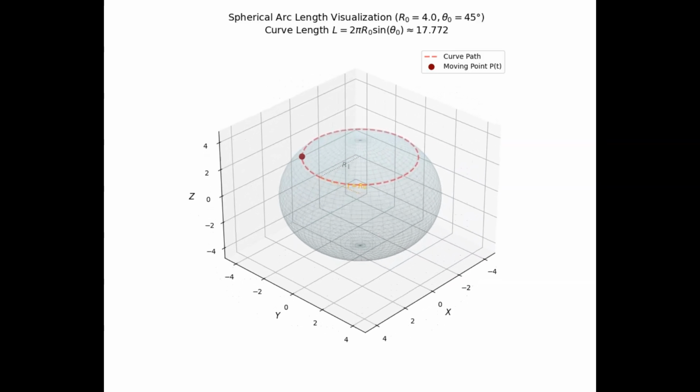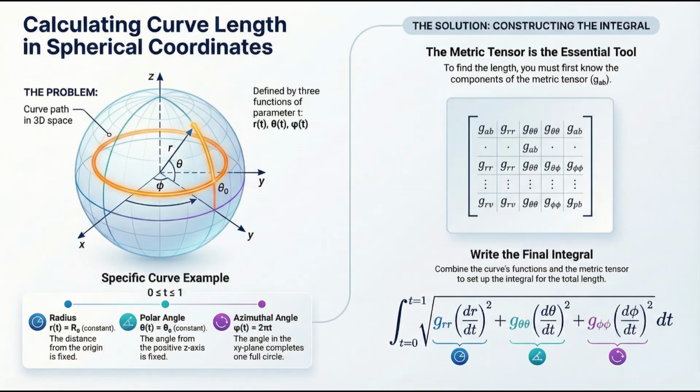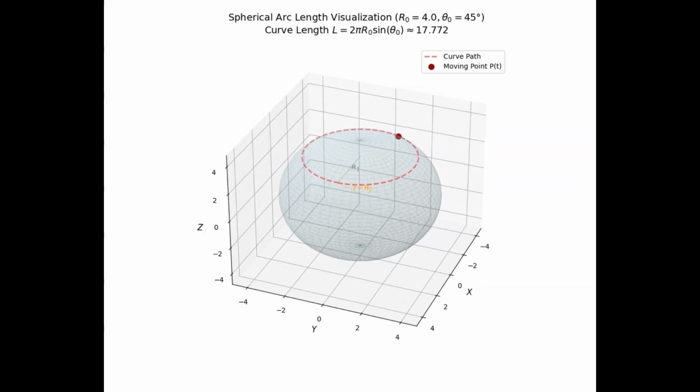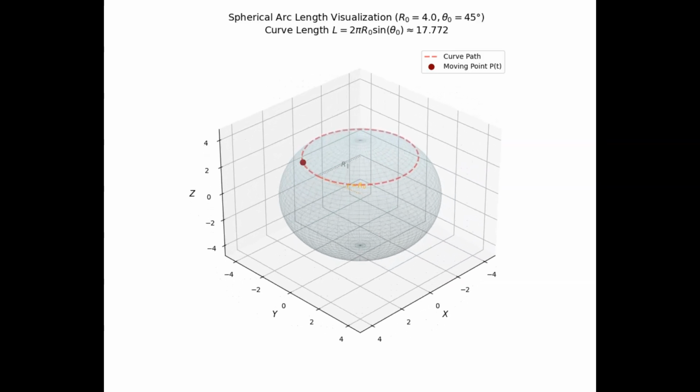Second, once you have that rulebook, you can build your main tool, the integral formulation of distance. This is the integral that's going to let you translate a change in coordinates into an actual physical length along any path you can dream up.